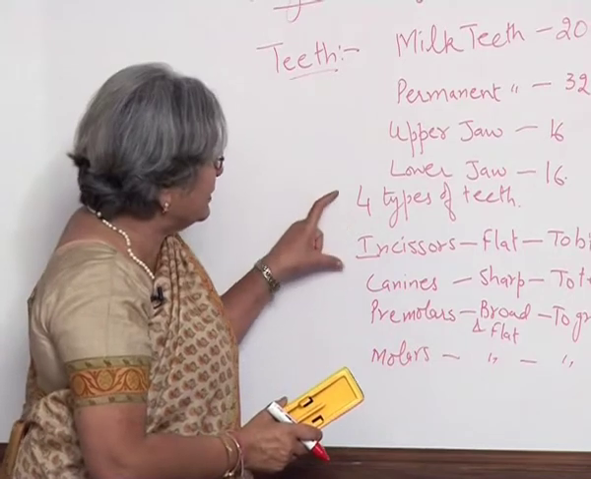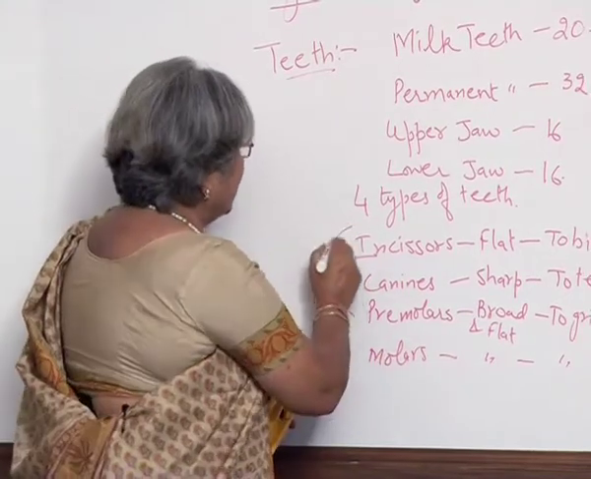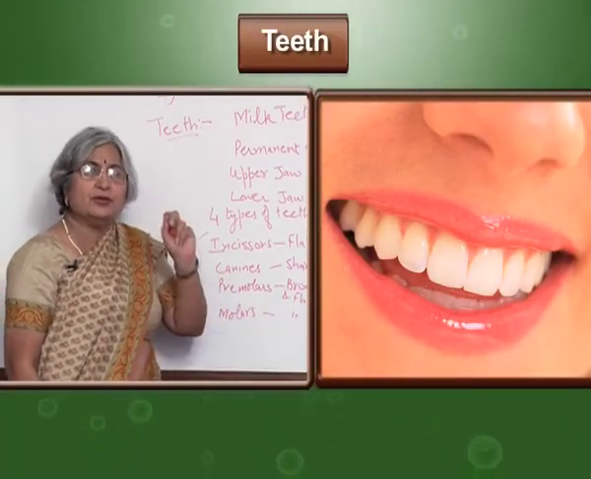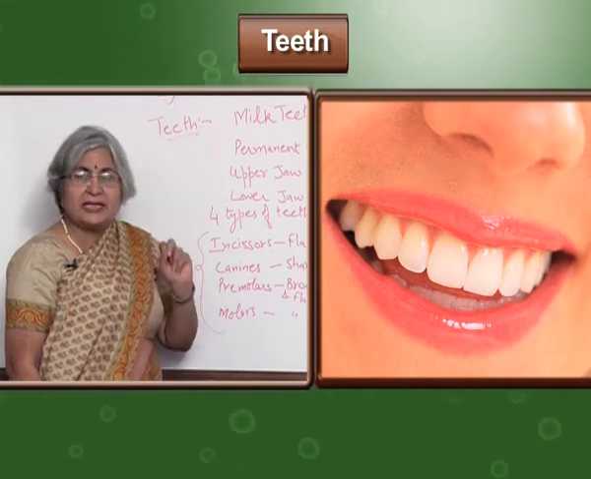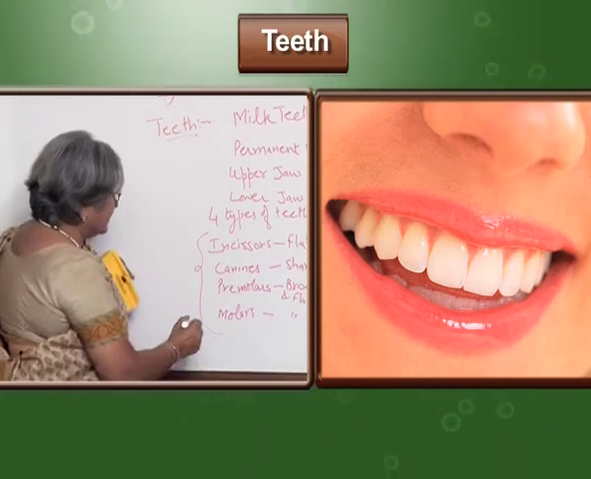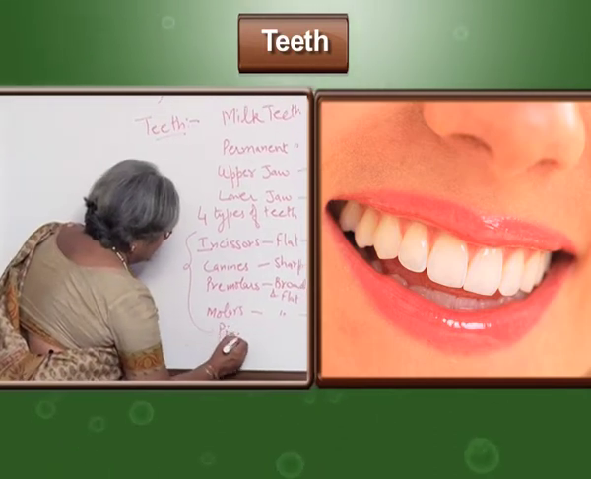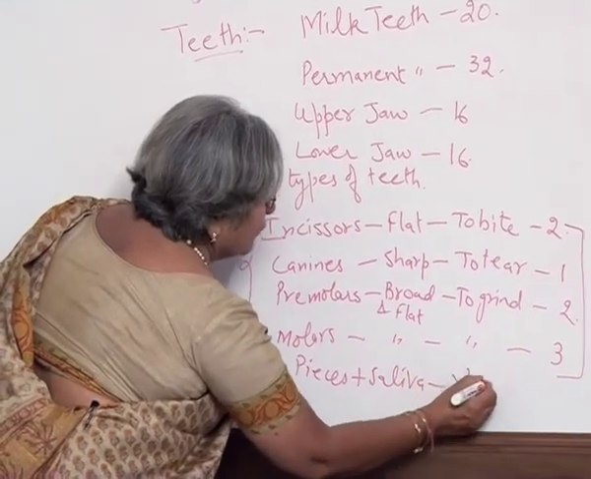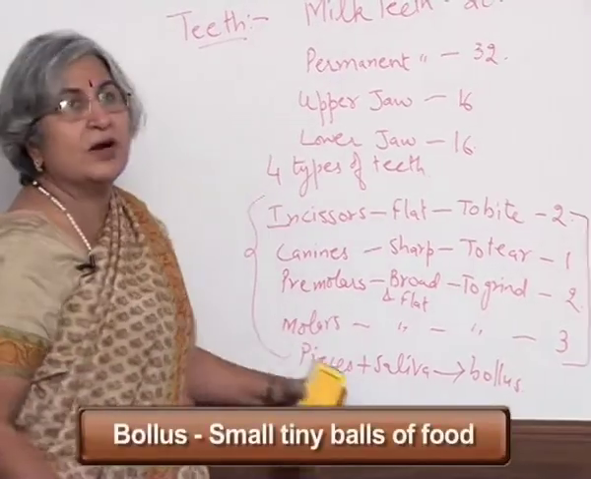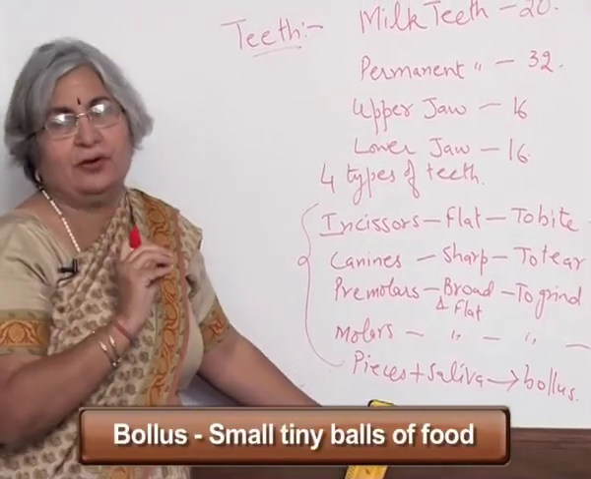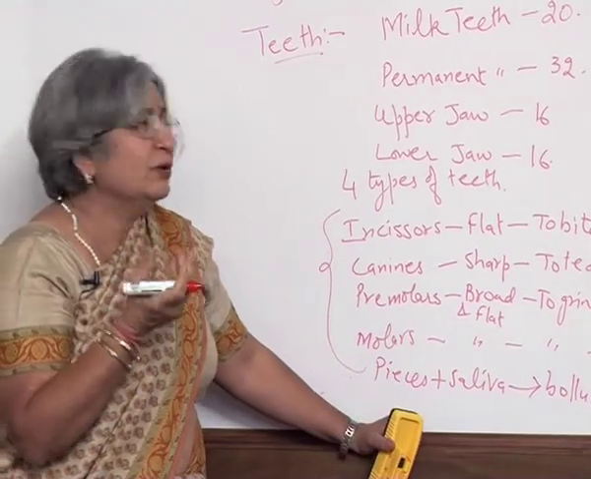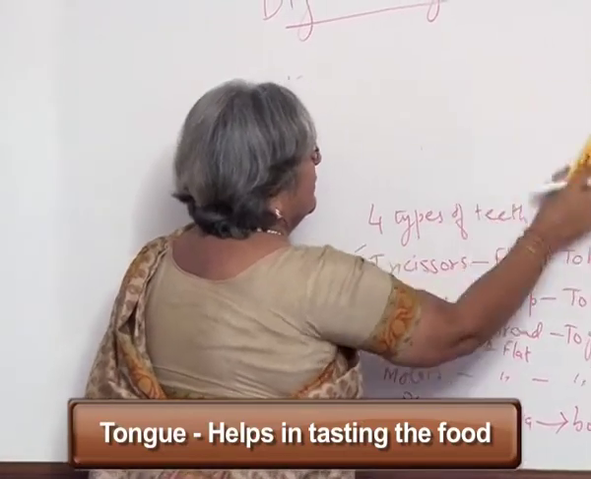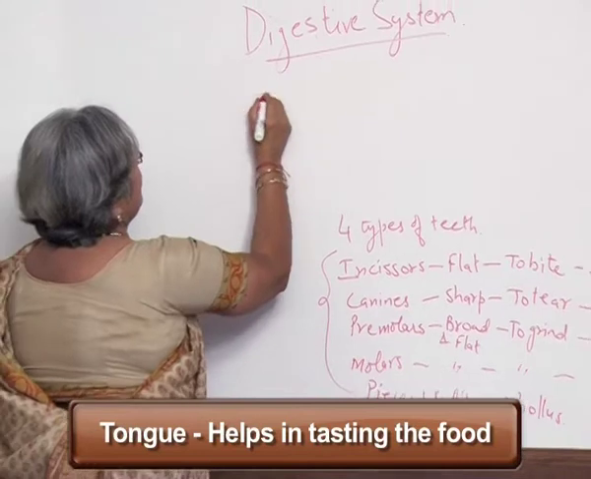So from the functions of these teeth, you can clearly understand that main function of teeth is to break the food into small pieces. Now these small pieces get mixed with saliva that is produced by the salivary glands, and what we get is bolus. What is bolus? Small tiny balls of food. And what does tongue do? Tongue is basically a sense organ. It helps in tasting the food.